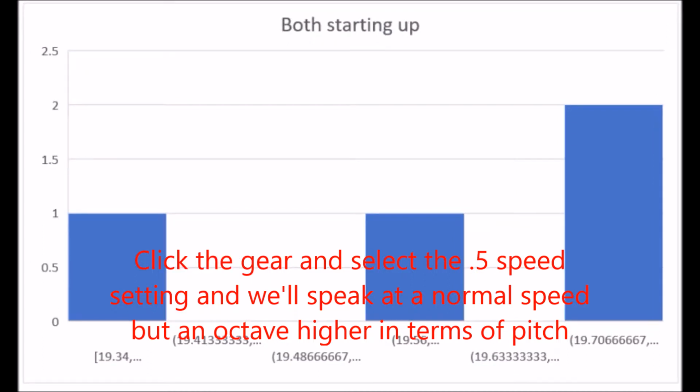This is our histogram for when both the elevator and the person start on top. This histogram is strongly skewed to the left. It is unimodal and the spread is from 19.34 seconds to 19.7 seconds. The center is at about 19.5 seconds.